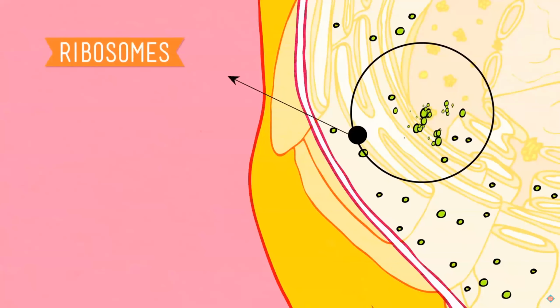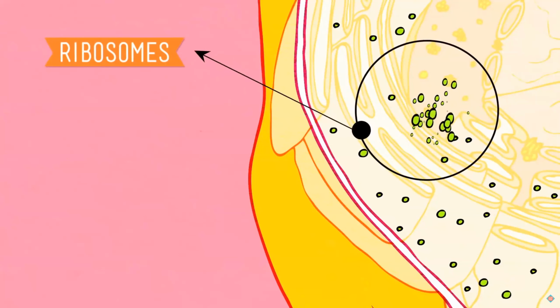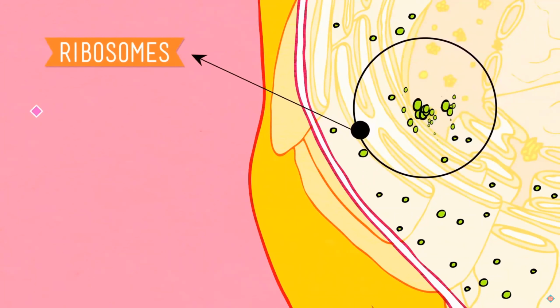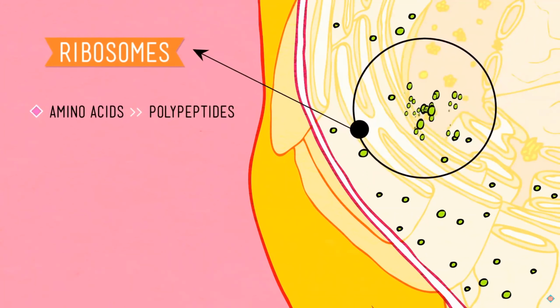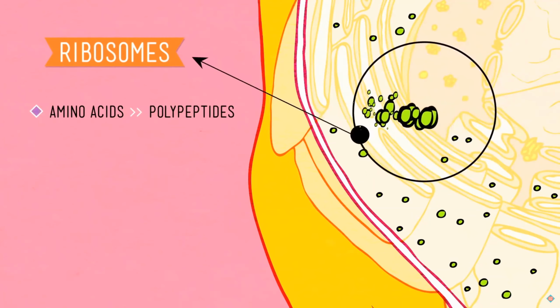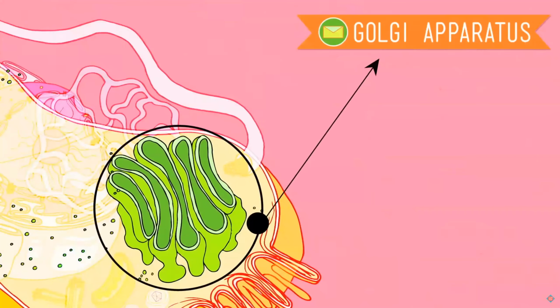So the smooth ER helps make lipids, while the rough ER helps in the synthesis and packaging of proteins. And those proteins are created by another type of organelle, the ribosome. Ribosomes can float freely throughout the cytoplasm or be attached to the nuclear envelope, which is where they're spat out from. And their job is to assemble amino acids into polypeptides. As the ribosome builds an amino acid chain, the chain is pushed into the ER. When the protein chain is complete, the ER pinches it off and sends it to the Golgi apparatus.